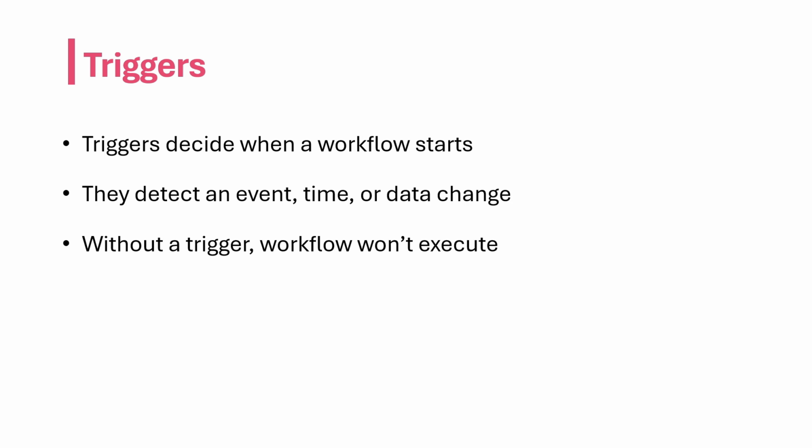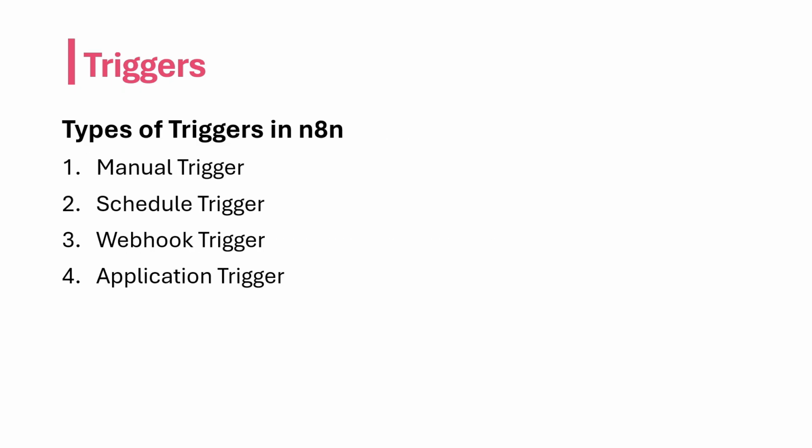Now we'll see what the types of triggers are. Basically, there are four main types of triggers in n8n. First is the manual trigger, which is used for testing. Second, the schedule trigger for time-based automation. Then the webhook trigger for receiving external data. And the application trigger for events coming from connected apps like Google Sheets or Gmail. Let's check each one practically.